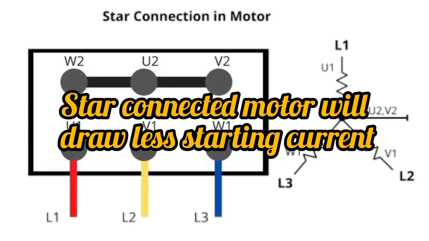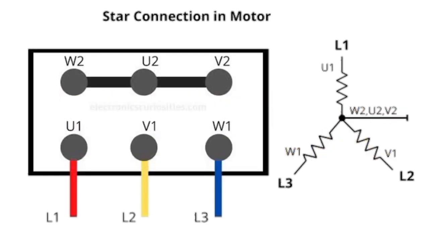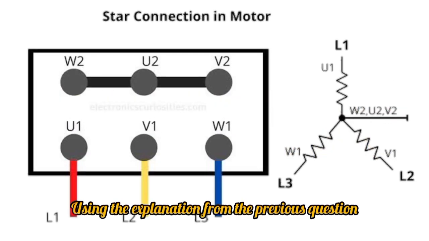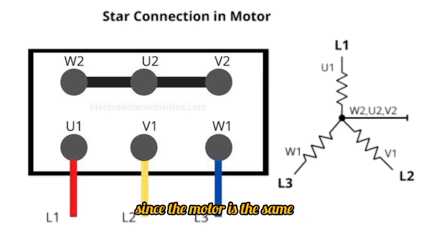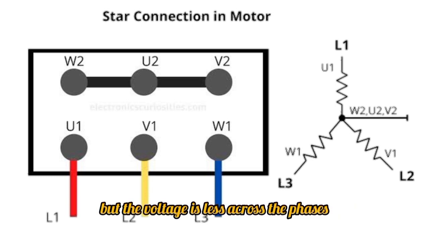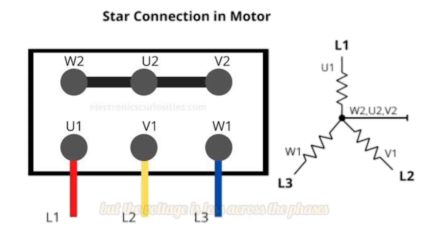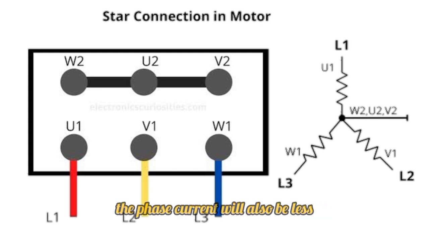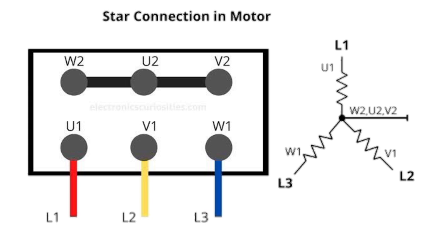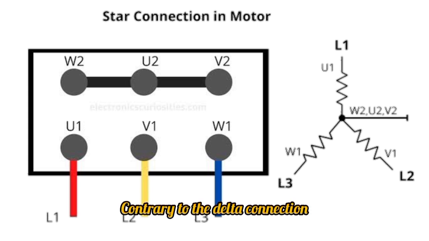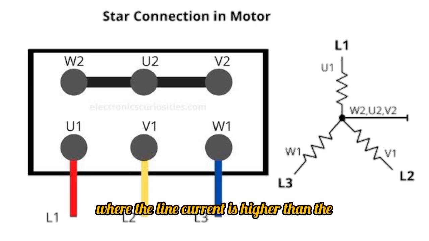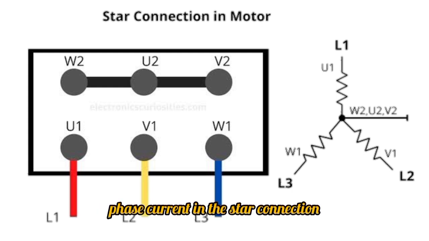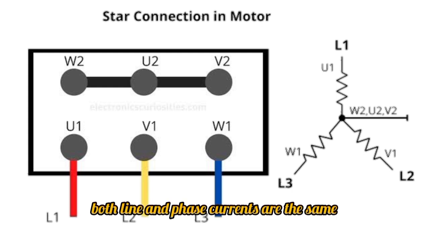Star-connected motor will draw less starting current. Using the explanation from the previous question, since the motor is the same, but the voltage is less across the phases when connected in star, the phase current will also be less. Contrary to the delta connection, where the line current is higher than the phase current, in the star connection, both line and phase currents are the same.